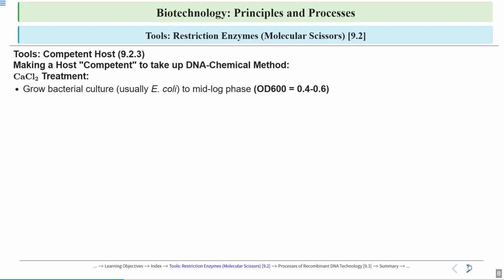They take the E. coli, and they grow this bacterial culture to mid-log phase. What is the mid-log phase? It is the exponential phase, because we know that in the exponential phase these bacteria divide rapidly and are more receptive to taking DNA from outside. What is this OD 600 equal to 0.4 and 0.6?